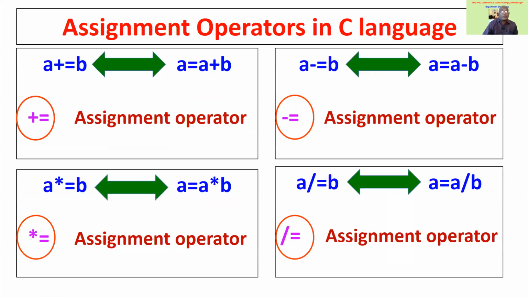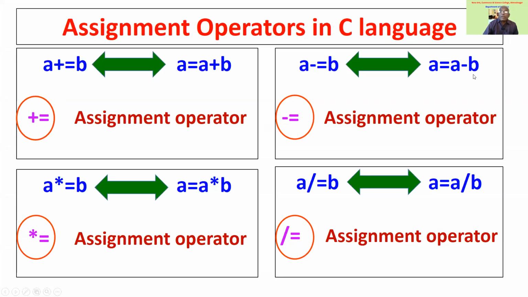Now there are some assignment operators in C language. See here, A is equal to A plus B. You know the meaning of A equal to A plus B. It is not mathematical equality. The value of A is added to the value of B and the new result is again stored in A itself. But this statement is equivalent to A plus equal to B. So here you are introducing a new type of operator, plus equal to. This is called an assignment operator.